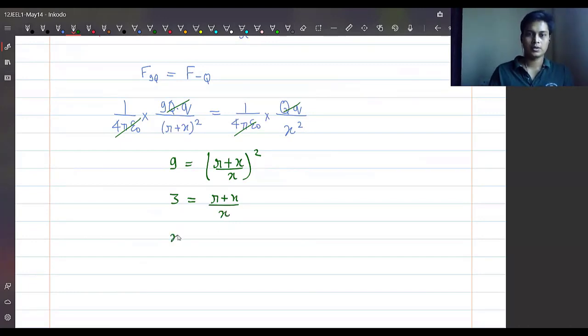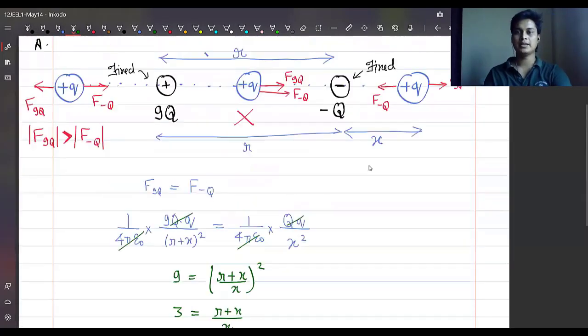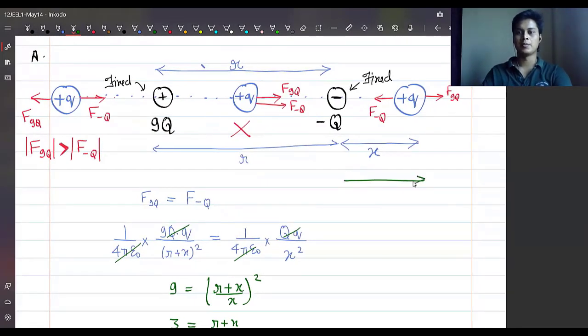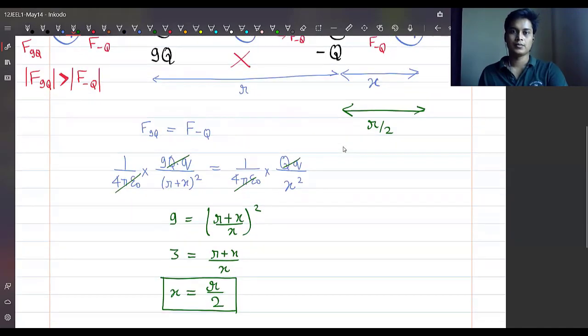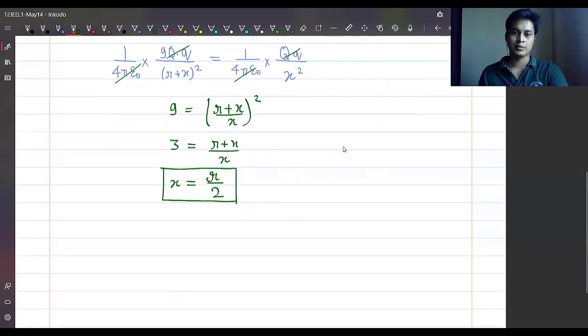So x will be equal to r by 2. X is coming as r by 2. So I should place this plus q charge at r by 2 distance away from the minus q charge, such that it stays in equilibrium. This is again another example of the principle of superposition.